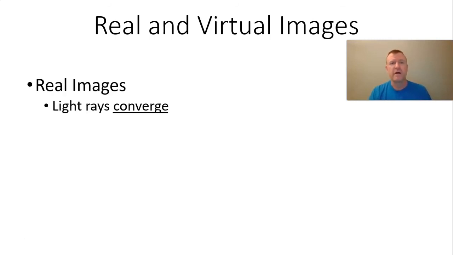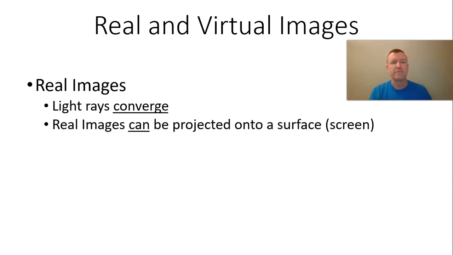Real images are when the light rays converge. So you have all these light rays and they converge to a single point. That's a sign of a real image. Also, real images can be projected onto a surface, like a movie screen.